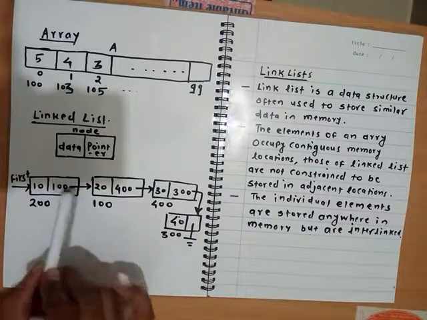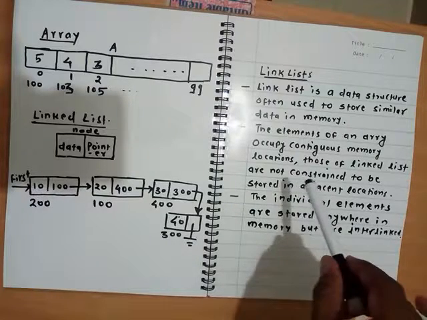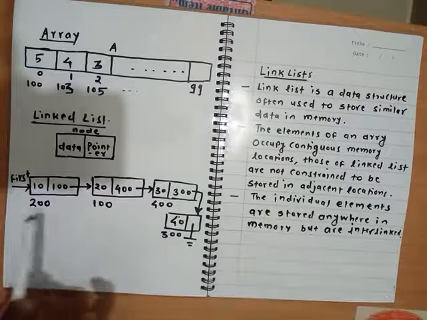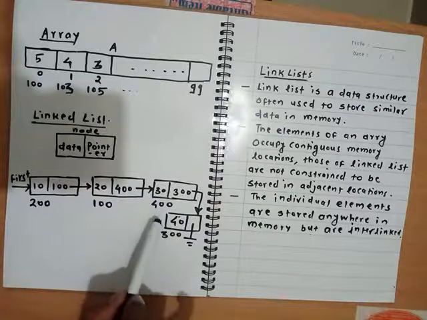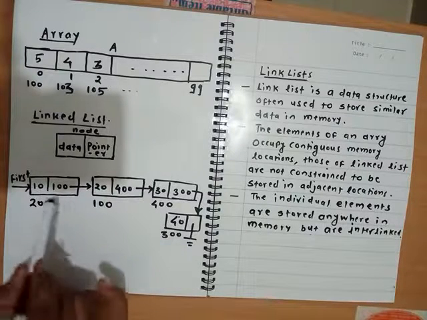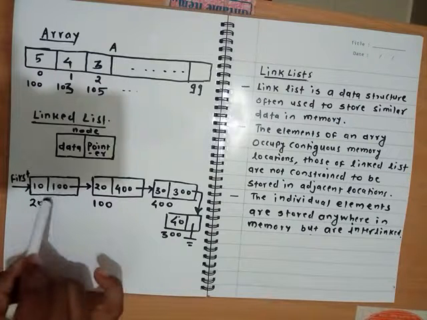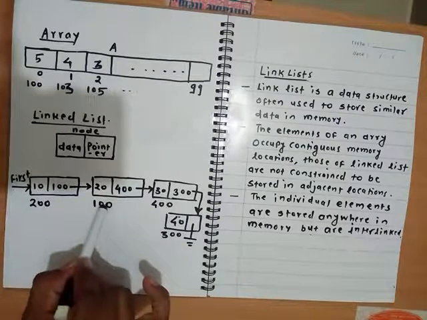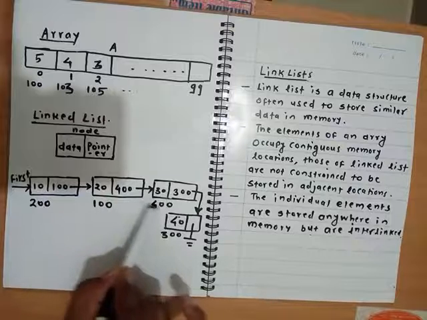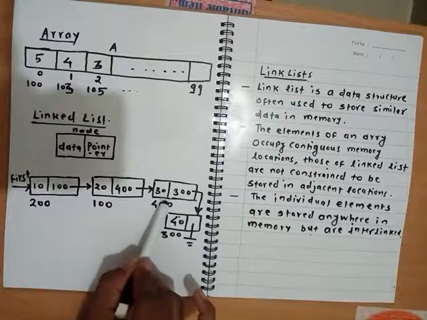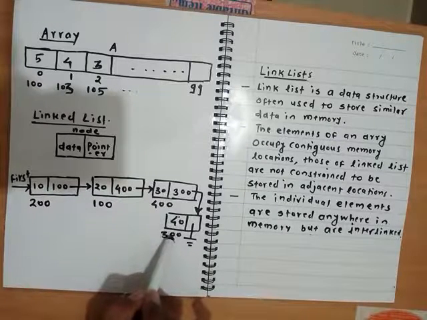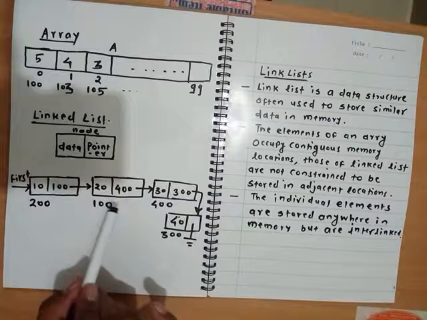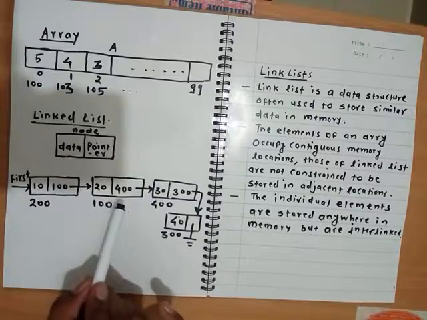Now the second thing about linked lists is that these nodes are not contiguous. If you see, the first node is at memory location 200, the second node is at memory location 100, the third node is at memory location 400, the fourth node is at memory location 300. So they are not created in contiguous memory.